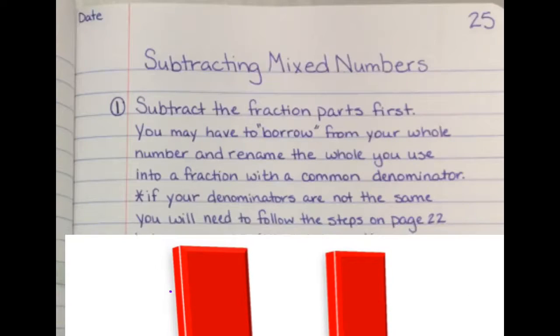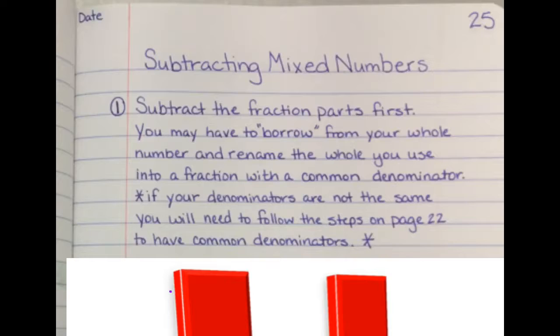The first step you're going to follow: subtract the fraction parts first. You may have to borrow from your whole number and rename the whole you use into a fraction with a common denominator. If your denominators are not the same, you will need to follow the steps on page 22 to have common denominators. All those steps that we did last week when we were just adding and subtracting fractions have not gone away. We're going to practice with adding mixed numbers with common denominators, and then we're going to practice with subtracting with common denominators. Then we're going to change it to where they are not common, so you have to do all those steps.